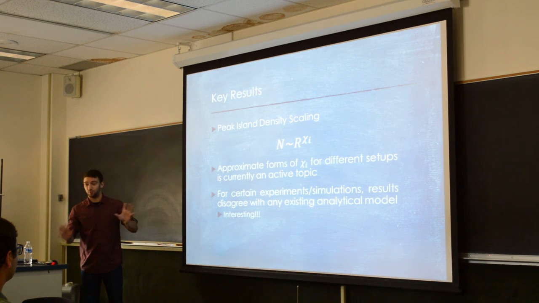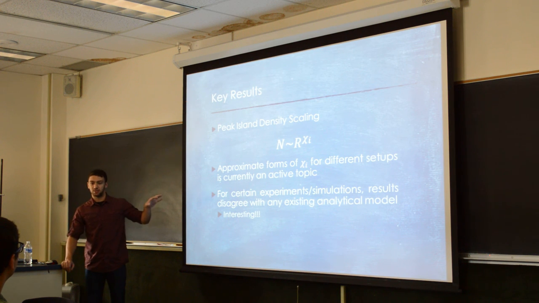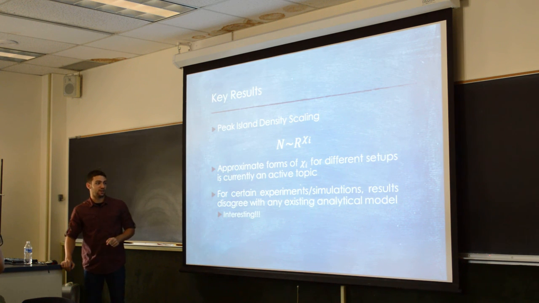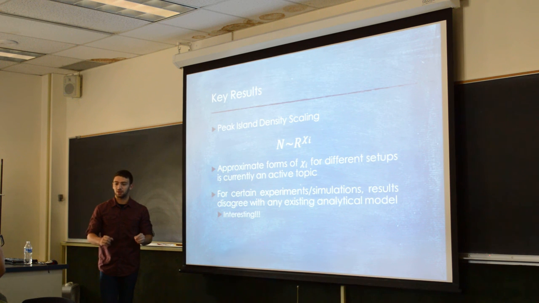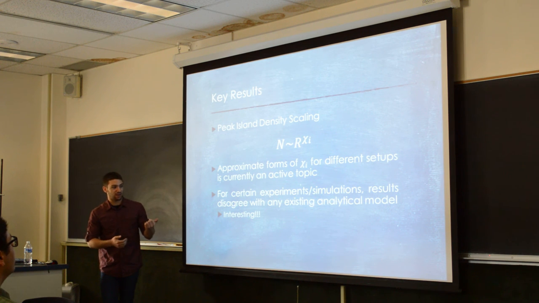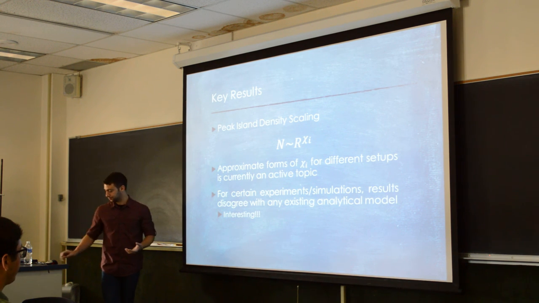Probably the key result is that the peak island density, so eventually these things saturate, scales like R to the xi. Now this xi has a lot of different approximate forms depending on what dimension you're in, depending on what your i is. And with certain simulations or experiments, none of the analytical models based on the rate equations actually fit the data.